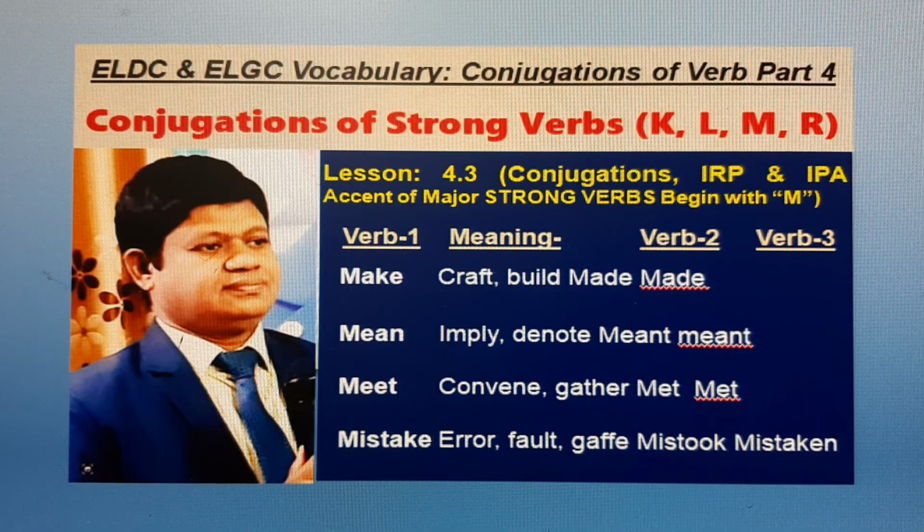Lesson 4.3 Conjugations of major strong verbs beginning with M. Make, craft, build, তৈরি করা, made, made. Mean, imply, denote, অর্থ প্রকাশ করা, meant, meant.